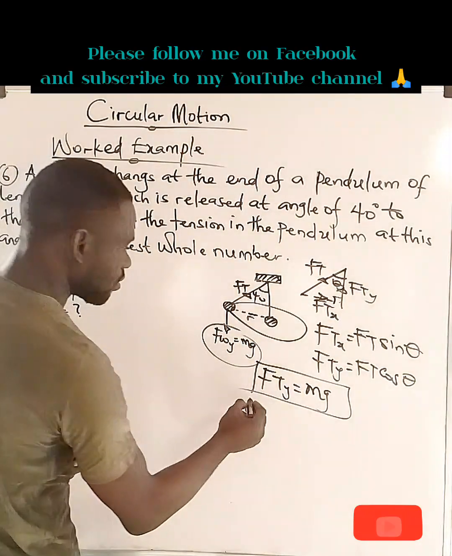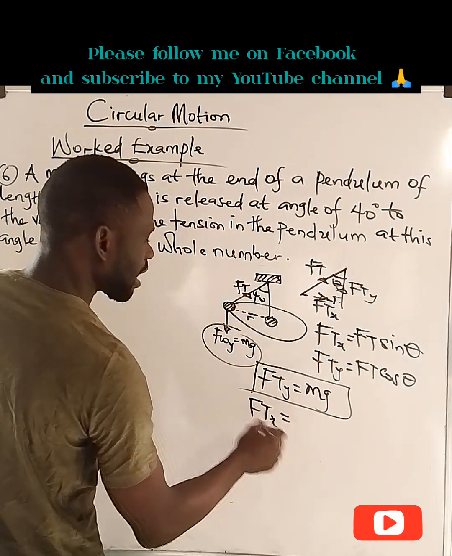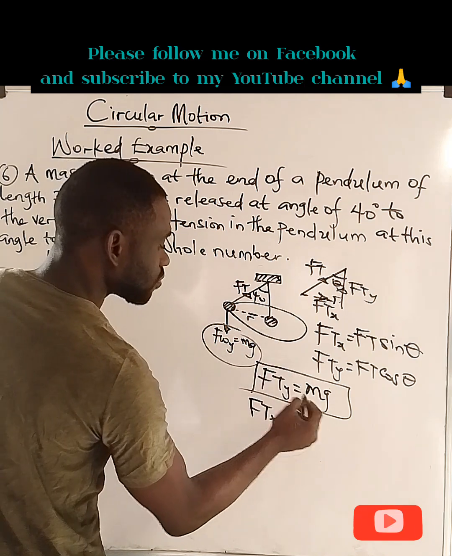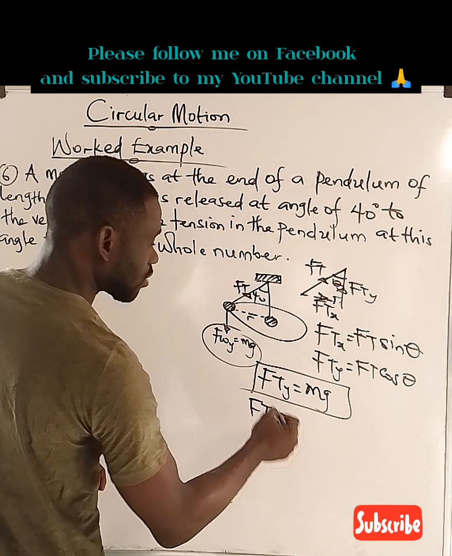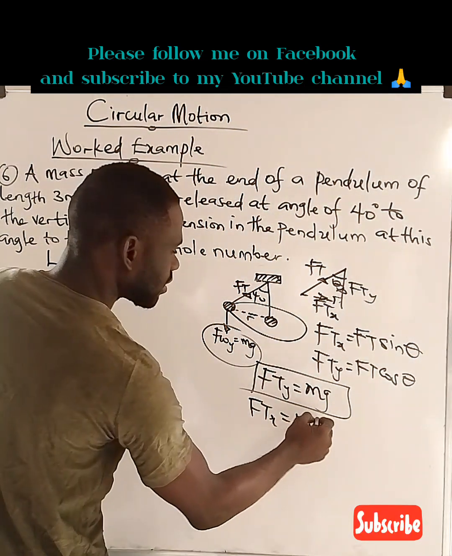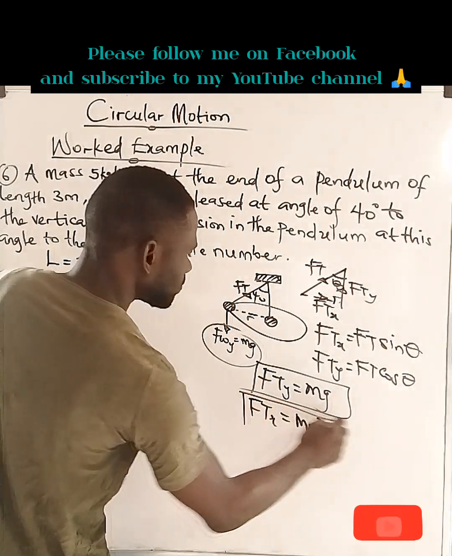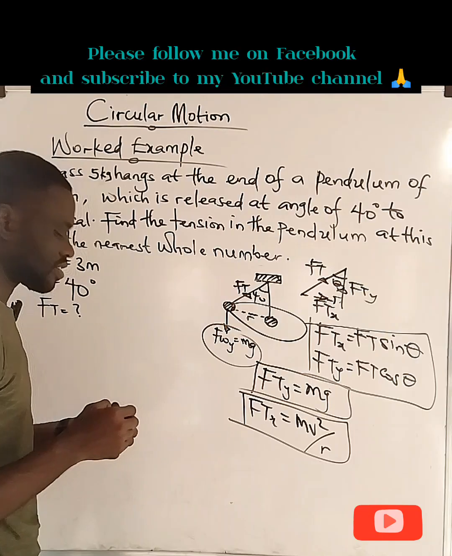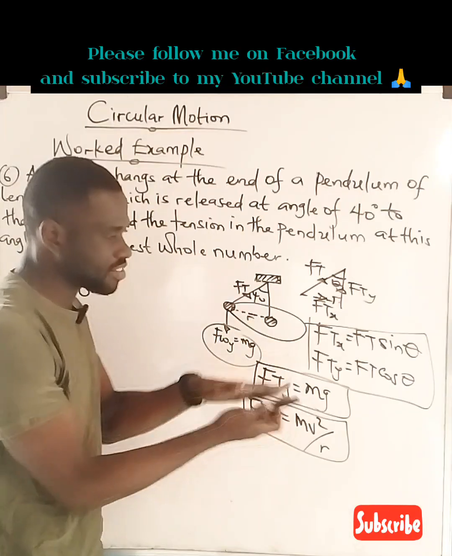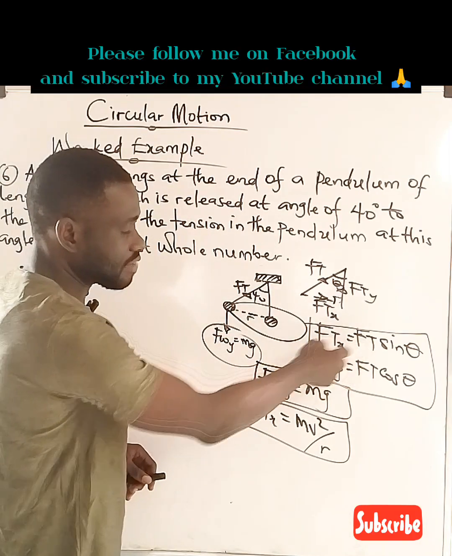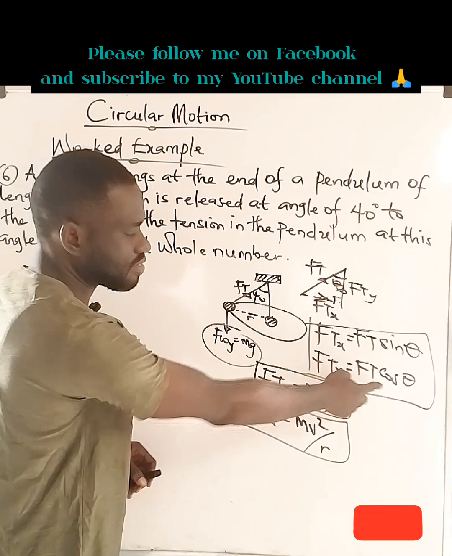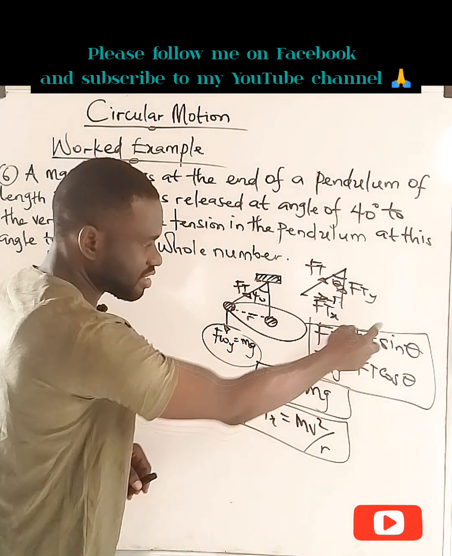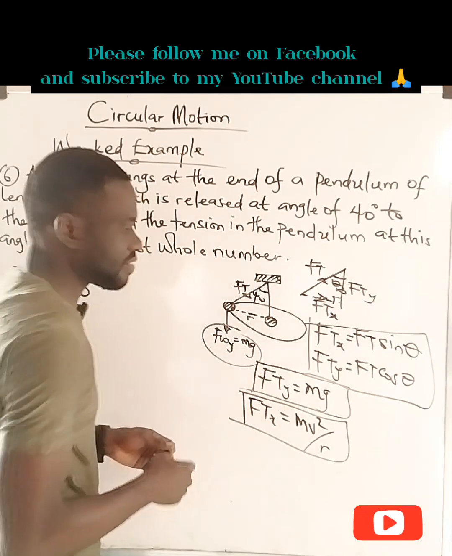So, just a quick recap, the force of tension along the x-axis is the centripetal force, which is mv squared over radius. This is what we have, apart from this set of formulas. Now, by the time you equate this, Ft sin theta over Ft cos theta takes out the Ft, and sin theta over cos theta will give us tan theta.